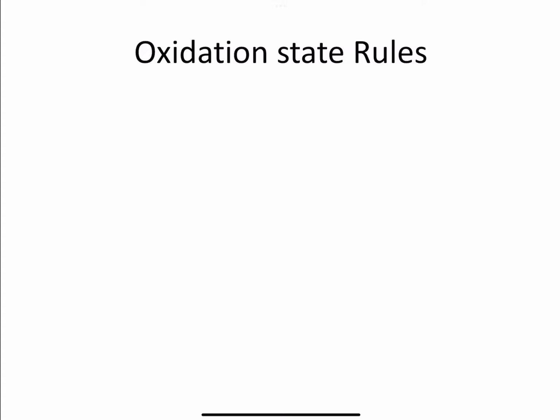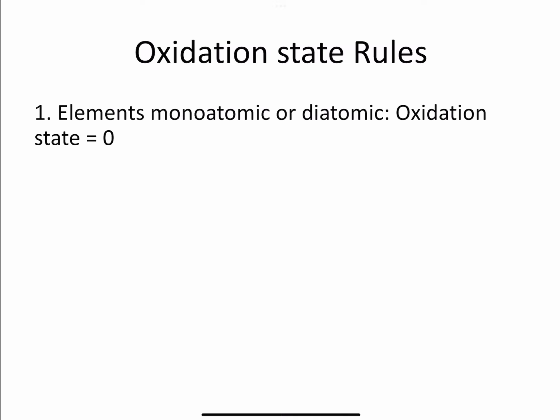There are certain rules for the determination of the oxidation state of any element, and you should be familiar with these rules. The first one is that elements, which are monoatomic or polyatomic, have an oxidation state of zero, like hydrogen, which is diatomic, or sodium, which is monoatomic. All of these will have a zero oxidation state.